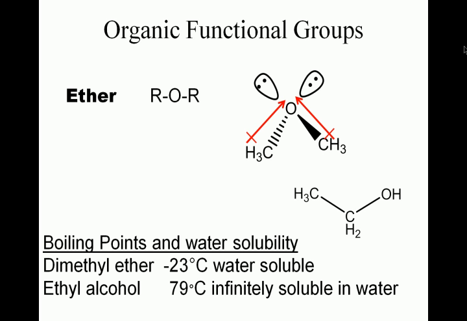Dimethyl ether is described as being water soluble in my Handbook of Chemistry and Physics. However, ethanol is described as being infinitely soluble in water in all proportions. So ethanol has a higher boiling point than dimethyl ether and is more soluble in water than dimethyl ether, and this is due to the ability of ethanol to form hydrogen bonds.